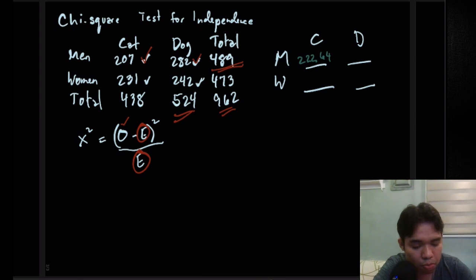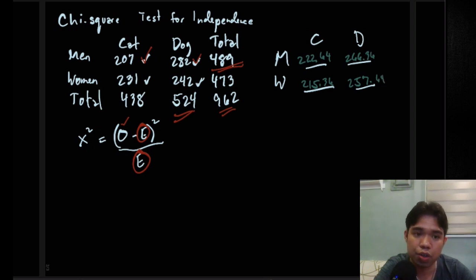If you multiply and divide by 962, you will get 266.36. We're going to do the same procedure for women. I'll just write the values right away: 215.36, and for women who prefer dogs, 257.64. All right, so those are the expected values.